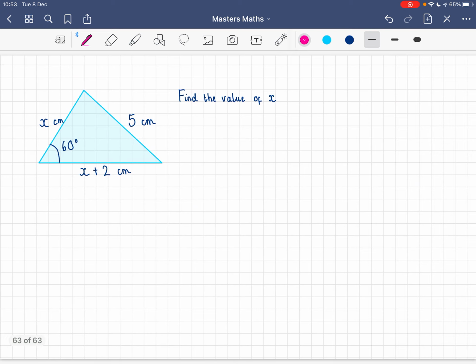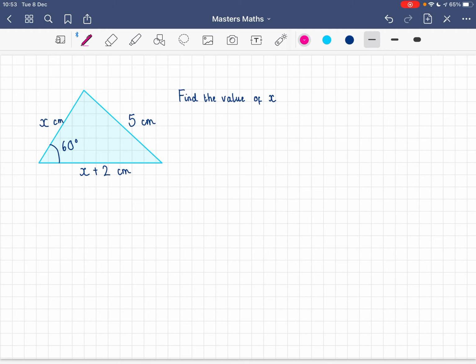The last question that I want us to have a look at is this one. Again, you have a non-right angle triangle. You actually have all three sides and an angle, because some of them have variables on, and we are trying to find the value of x. So we are going to use cosine rule to set ourselves up an equation that we're going to solve to find the value of x. So let's have a look.